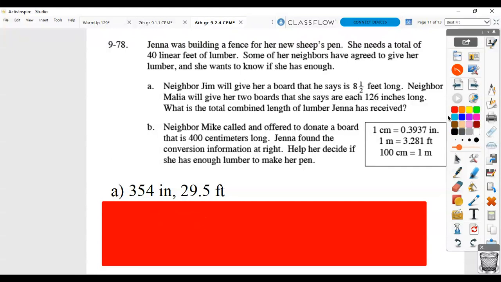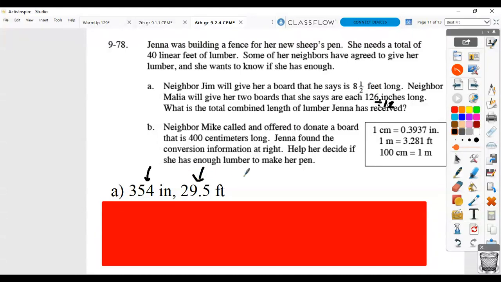So you can change 8.5 feet to inches by multiplying by 12. If you take 8.5 times 12 and then add to the 126 inches, that's how you get the 354 inches. Or you could make your answer in feet by taking the 126 and dividing that by 12. Again, there's 12 inches in a foot. Then you would get the amount of feet plus the 8.5 feet being a total of 29.5 feet.